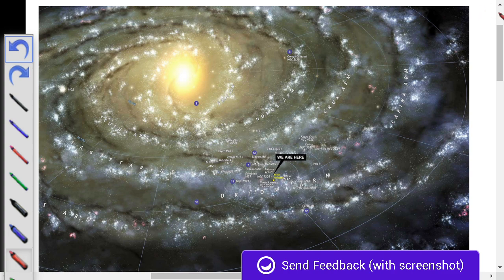Now let's start out where we are in the Milky Way. The sun is traveling at a path like this with respect to the galactic core. Some kind of an angle like that is the route the sun is taking.